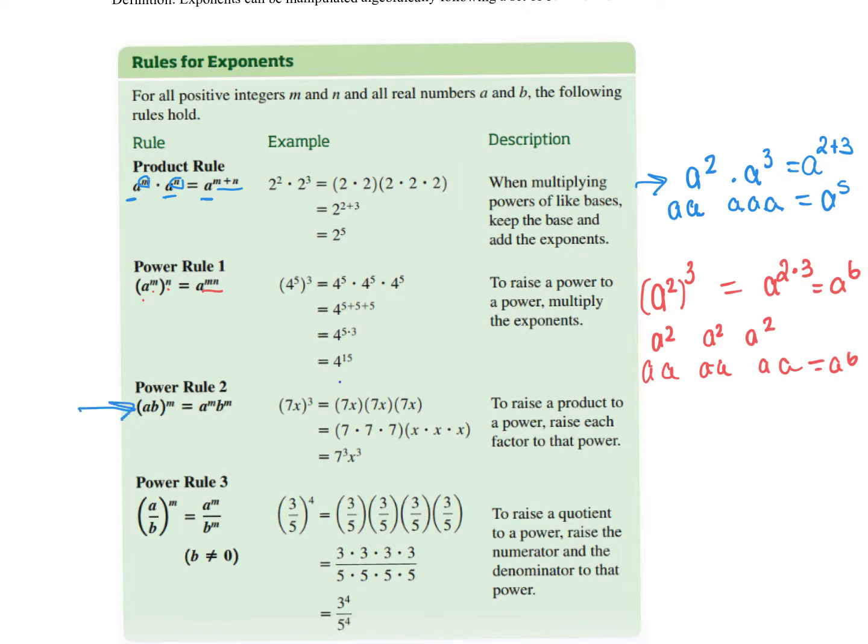This rule says if you have a product of two bases with a power on the outside, they both get the power. And the same idea works with a fraction: if you have a base over a base, they both get the power.